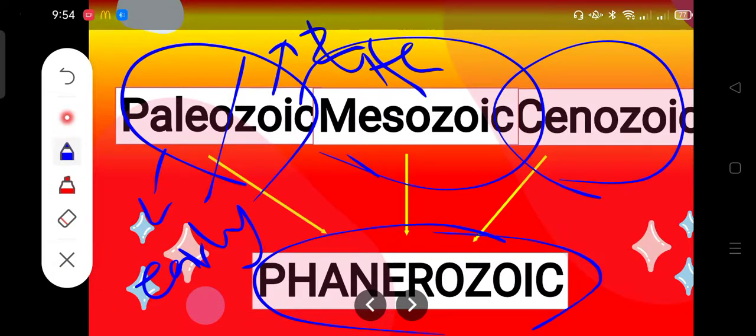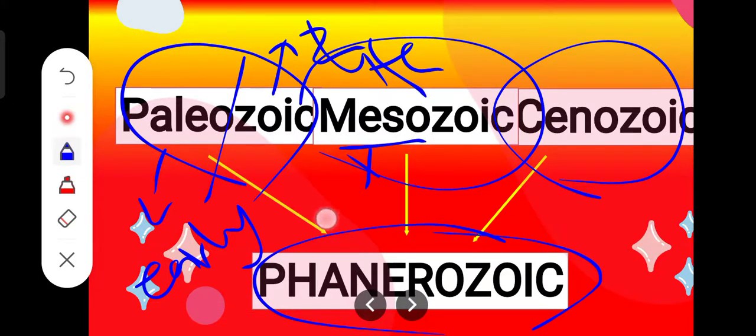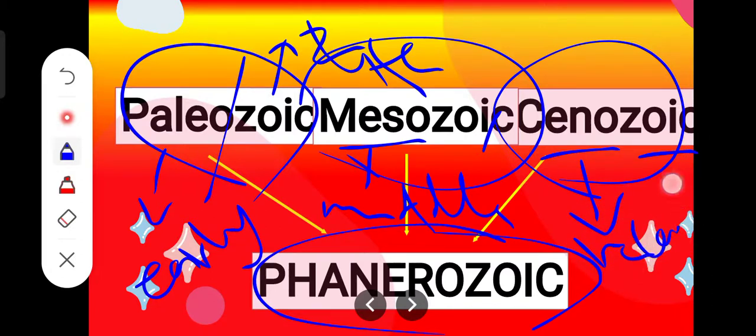Okay? Next is meso. Meso means middle. So, middle life. Then next is Ceno. Zoic is life. So, Ceno is recent. So: early, middle, and at present. Okay? Or recent.